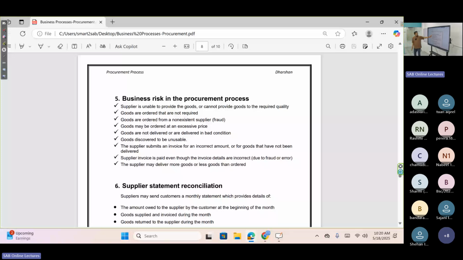Here the supplier is unable to provide the goods, or cannot provide the goods to the required quality. Goods are ordered that are not required.